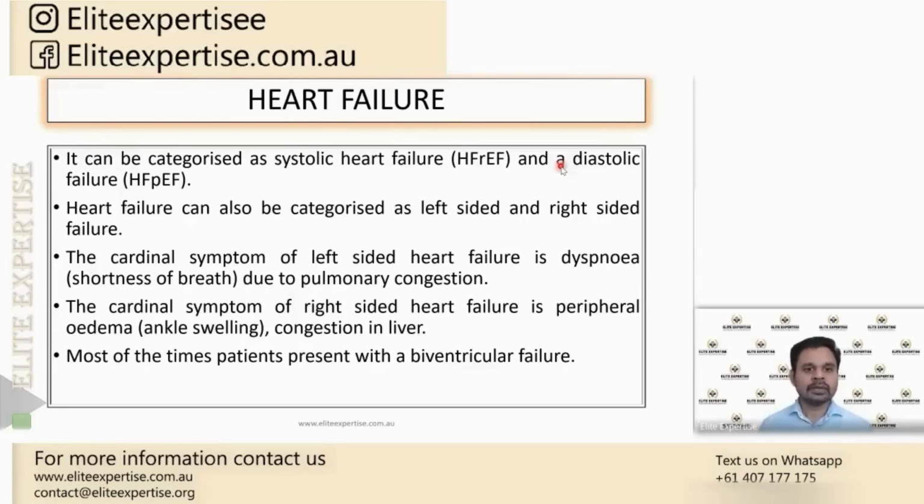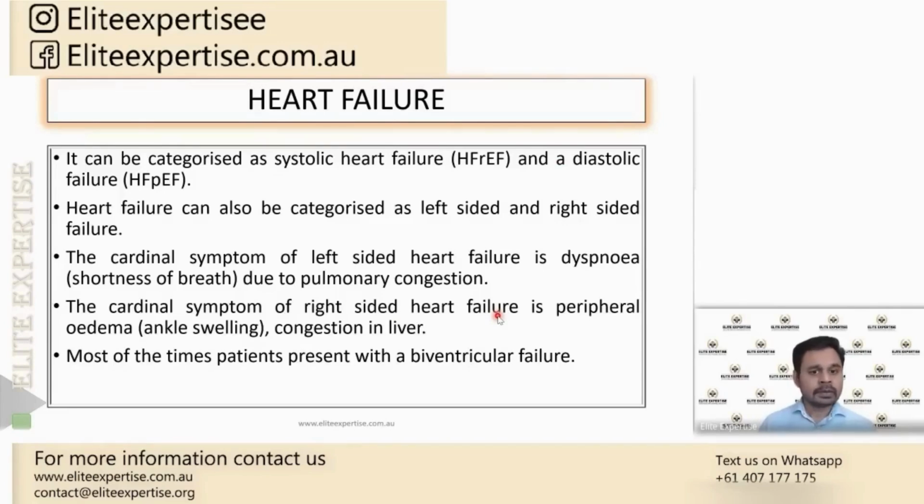Okay. So the cardinal symptoms, the main symptoms of the left-sided heart failure is dyspnea. Okay, that is shortness of breath due to pulmonary congestion. And the cardinal symptom or the main symptom of the right-sided heart failure is peripheral edema, that is ankle swelling or congestion in the liver.